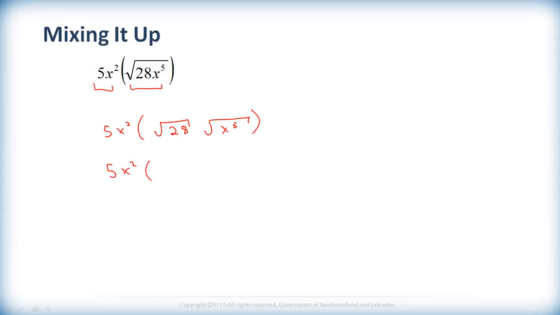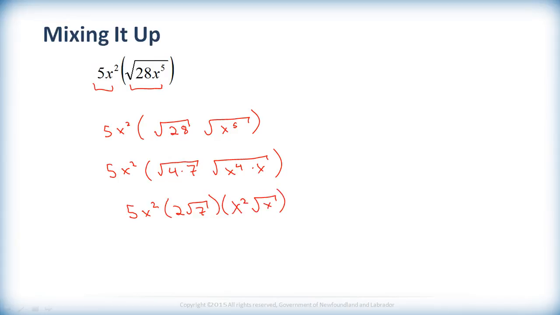Root 28, I guess that's root 4 times 7, because I know 4 is a perfect square. And then root x to the power 5, like we just saw, we'll call that root x to the power 4 times x. Okay, so we've still got 5x squared, and then this one becomes 2 root 7. Should be able to do that stuff by now. And then this one, the new part, is going to be x squared root x.